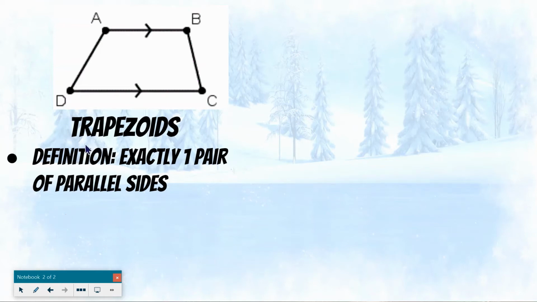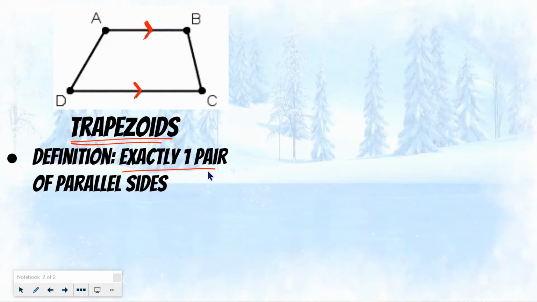So here we're going to be talking about our last set of quadrilaterals called the trapezoids. They have exactly one set of parallel sides. They are called the bases. That's one base, that's the second base.